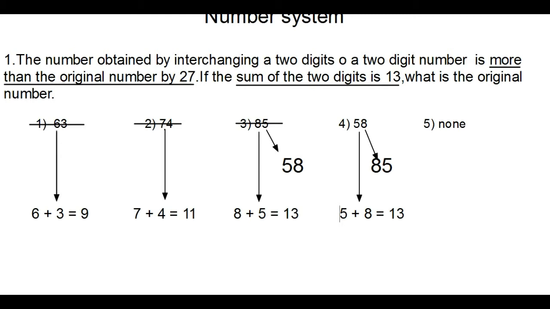That is, the sum of the digits is 13 and the number obtained by interchanging the digits is 27 more than the original number 58. So since it satisfies both the conditions, it can directly be taken as the correct answer. So this is how we can avoid writing all these steps and directly get the answer by eliminating the wrong options.